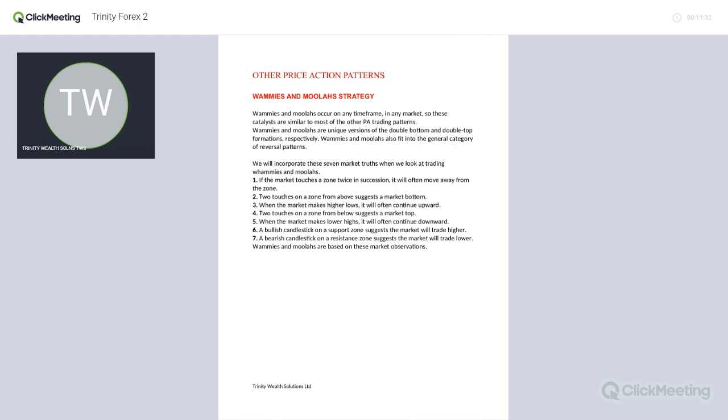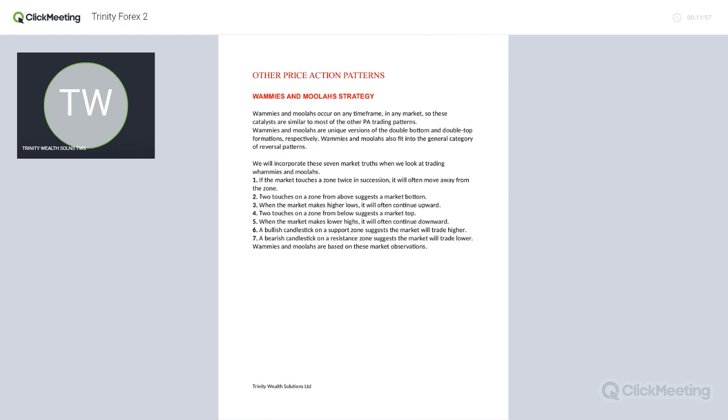Womis and Mullers occur on any time frame, just like the other price patterns. All those price patterns we've studied appear in all time frames. You go to 1 minute, you can identify them. 5 minutes, 15 minutes, 1 hour, 4 hours, daily charts, weekly charts, and monthly charts. They appear on all time frames.